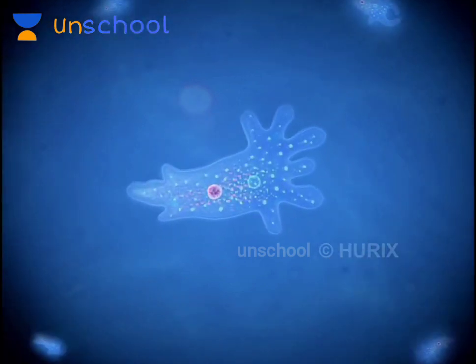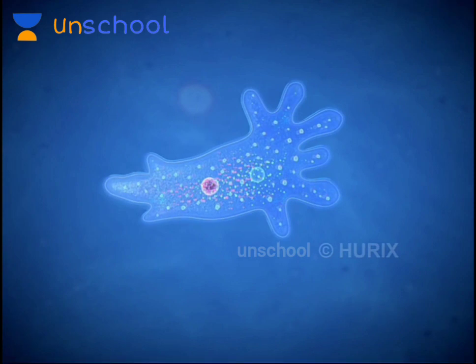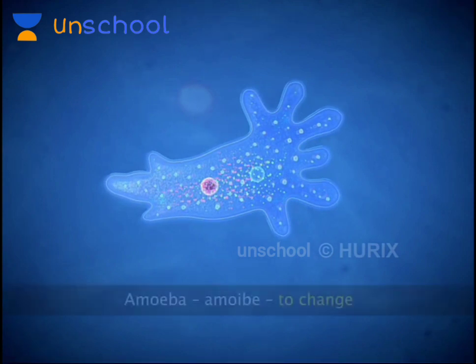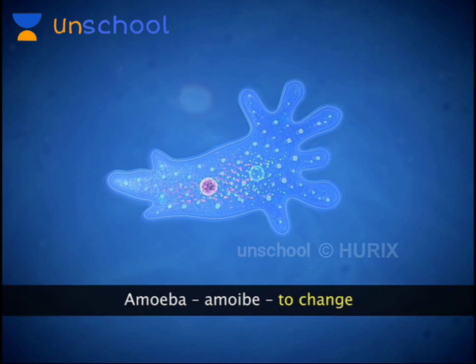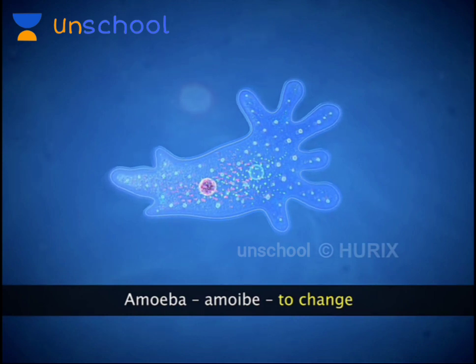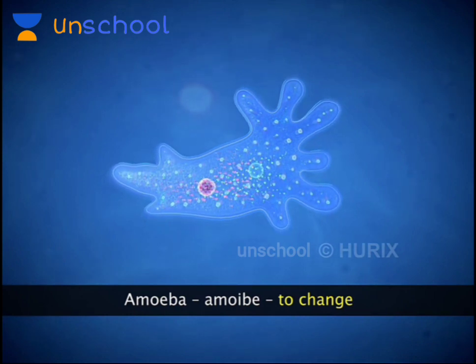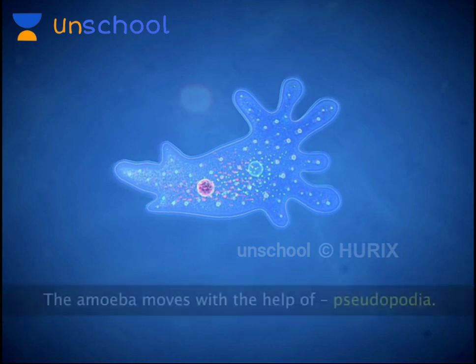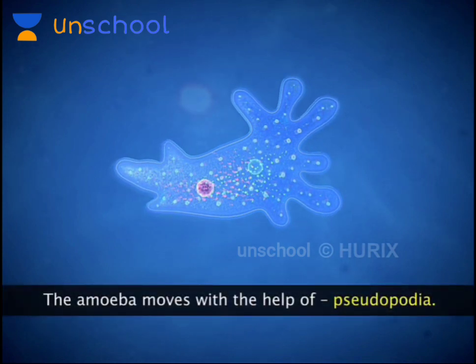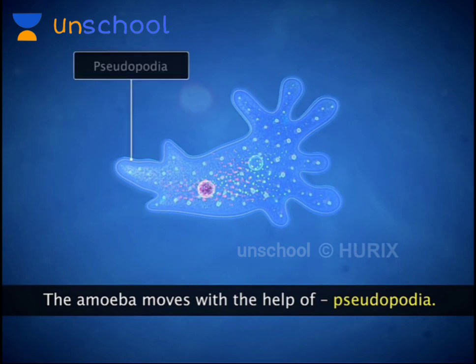There it is, a tiny, colorless, blob-like jelly thing with a speck in it. This is the amoeba. The name amoeba comes from the Greek word amoebe, meaning change. To move, an amoeba can change its shape and form false feet called pseudopodia.